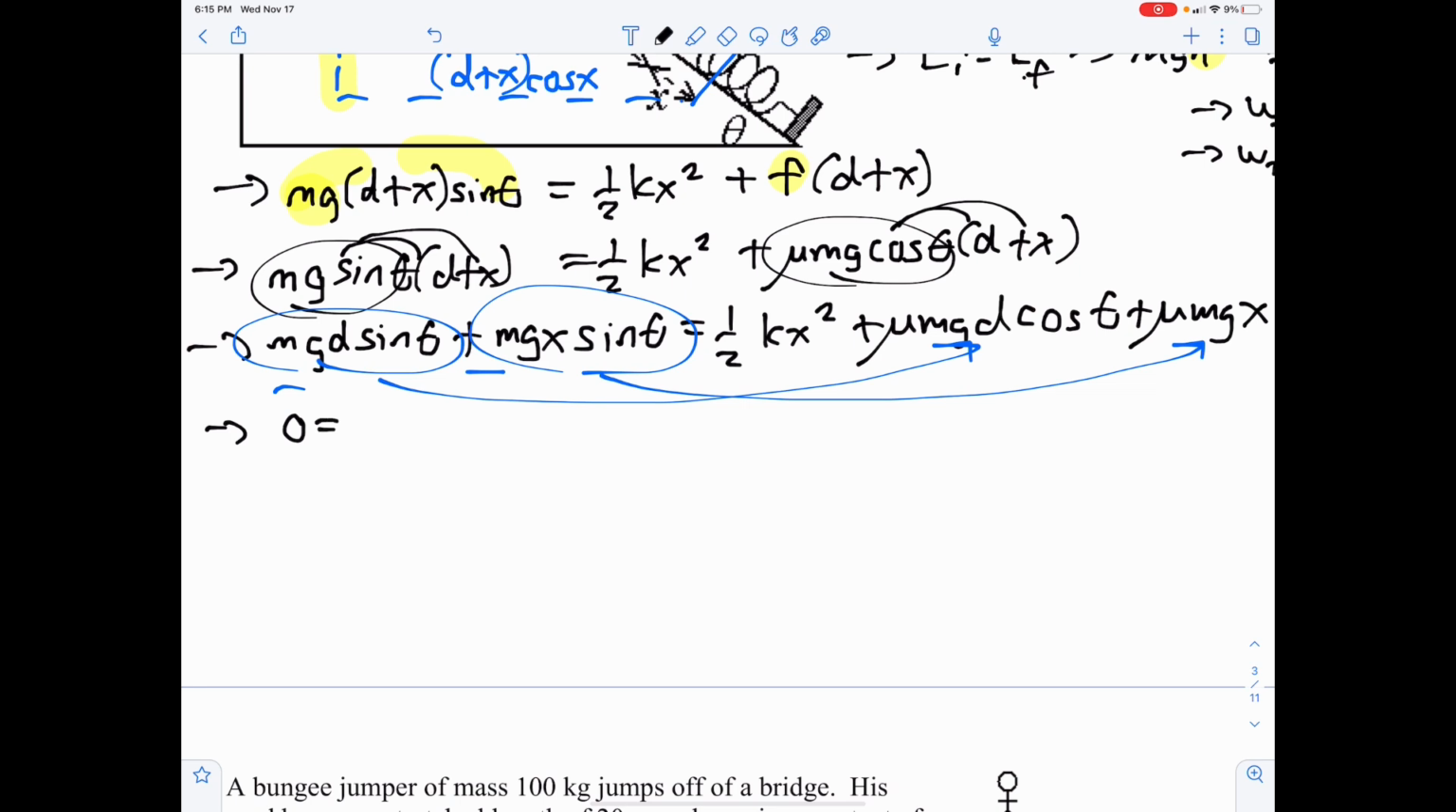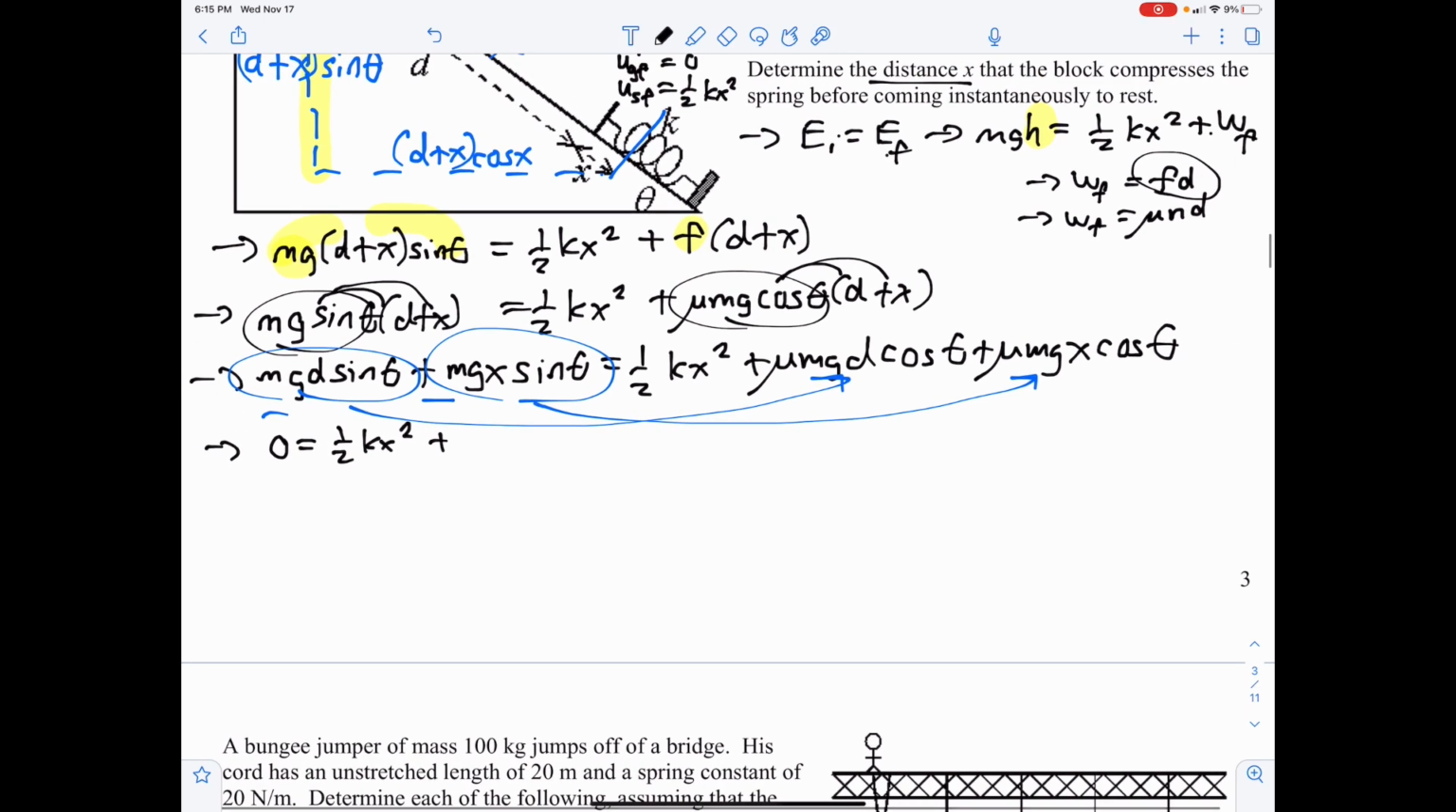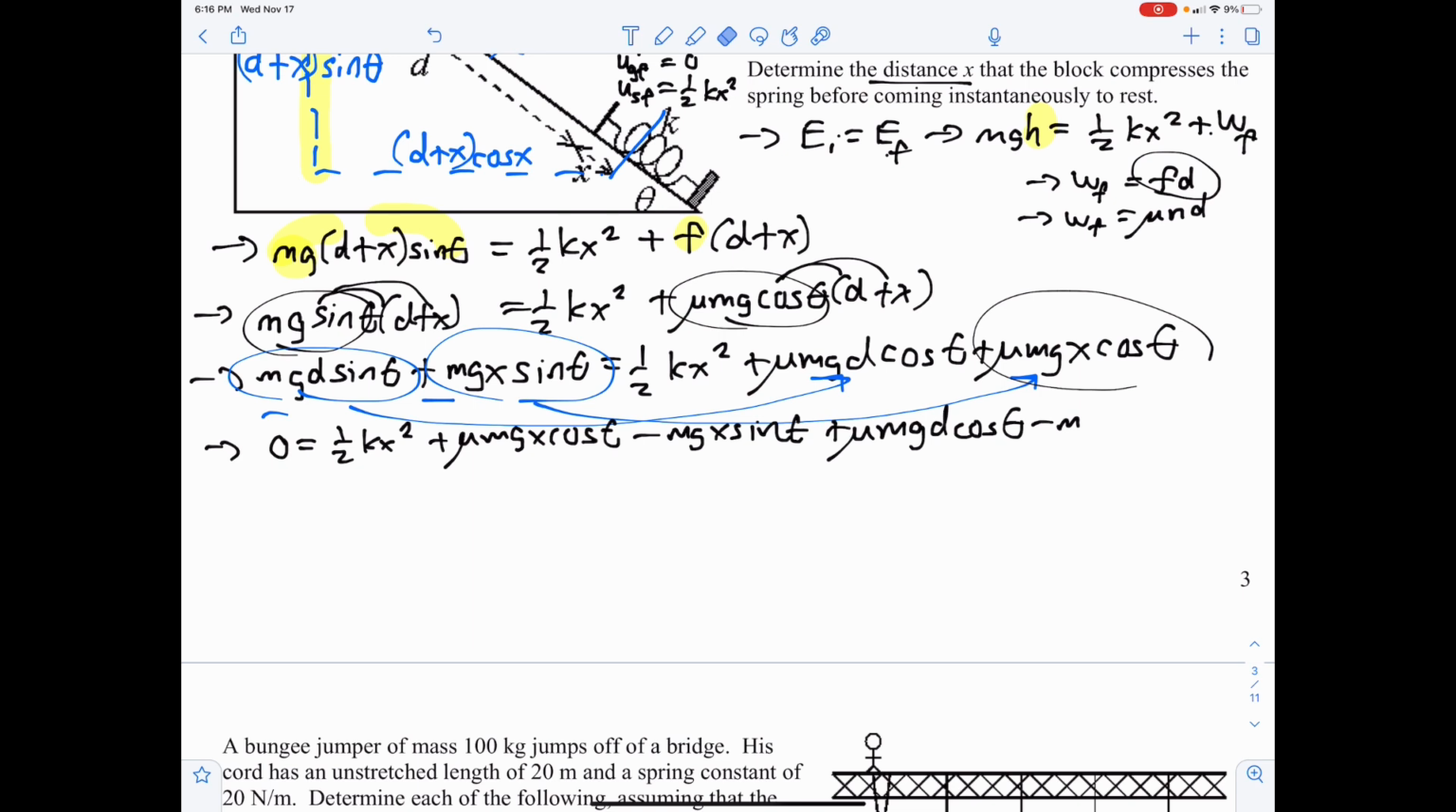If I do that, I have 0 on the left side equals 1/2 kx squared plus, now I'm going to start with the x term over here, so mu mgx cosine of the angle minus mgx sine of the angle plus mu mgd cosine of the angle minus mgd sine of the angle. There we go.